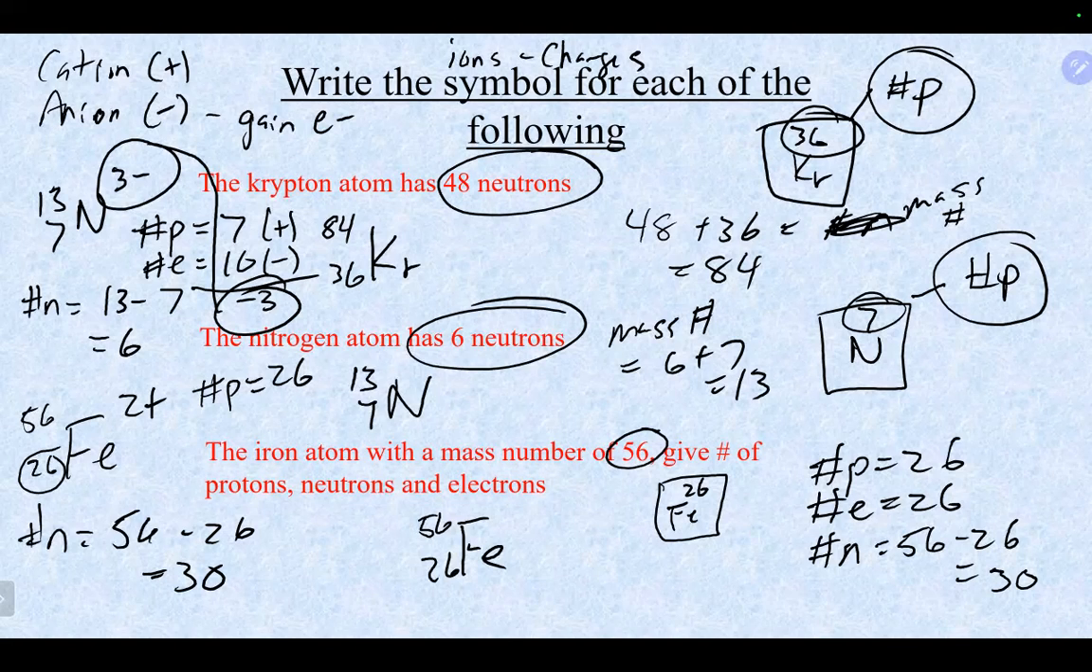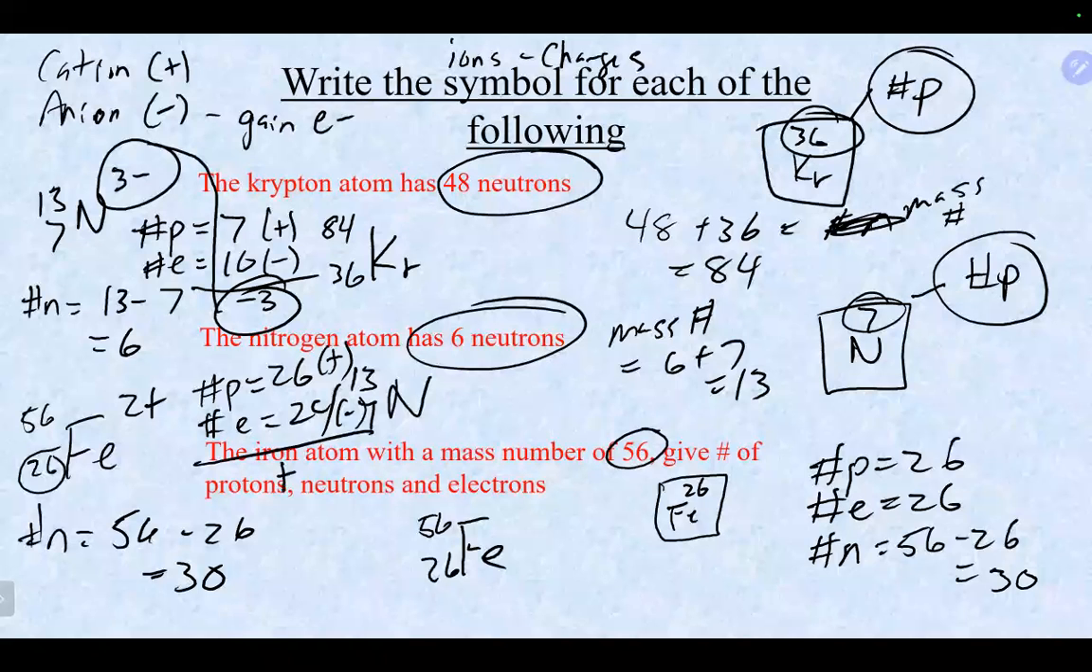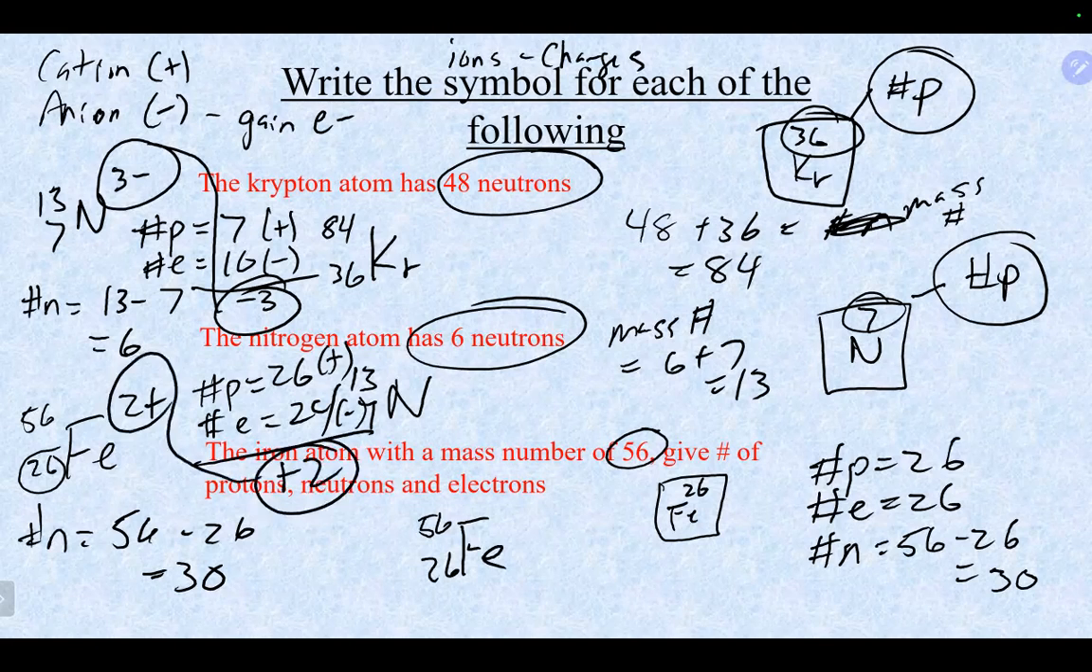So the positive means that it actually has lost electrons. And the 2 is how many it lost. So it lost 2 electrons from the neutral guy, which means in this case, the number of electrons would be 24. 26 positives, 24 negatives gives you a +2 left over for the charge. And once again, that is where the charge comes from.